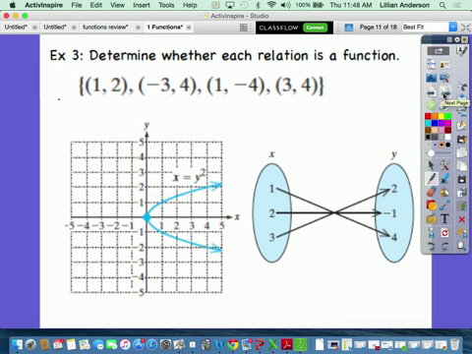So we've got 3 examples, A, B, and C. We're trying to determine if each relation is a function. The first one is a set of points. I'll take a volunteer on this one with a raised hand. Gabby, is this a function? Is it not a function because of the vertical line test? Okay, which set of points is not passing?